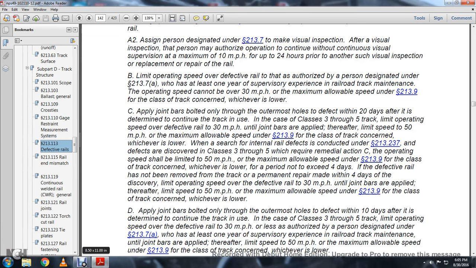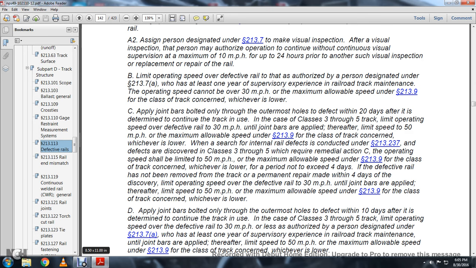C. Apply joint bars bolted through the outermost holes to the defective rail within 20 days after it is determined that the track may continue in use. In the case of Class 3 through 5 track, limit operating speed over the defective rail to 30 miles an hour until joint bars are applied. Thereafter, limit speed to 50 miles an hour or the maximum allowable speed under 213.9 for the class of track concerned, whichever is lower.